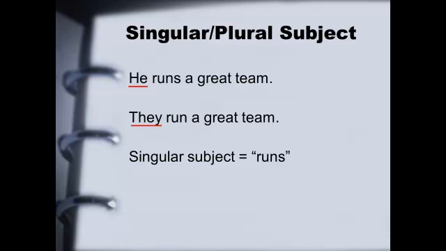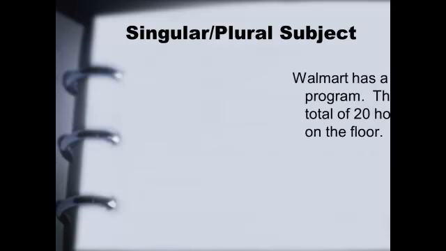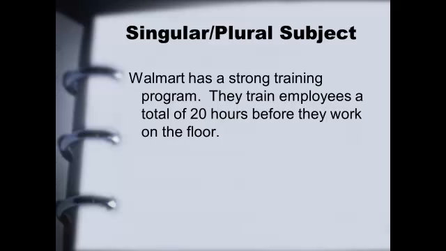So in singular, you see how the verb is changed. Singular subject means we use the word runs. He runs a great team. But plural, they run a great team. So let's take a look at another sentence taken right out of a college paper. Walmart has a strong training program. They train employees a total of 20 hours before they work on the floor. Okay, Walmart, and then you have they train, and then before they work.